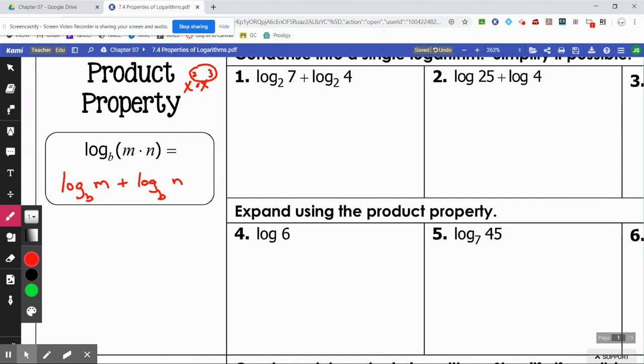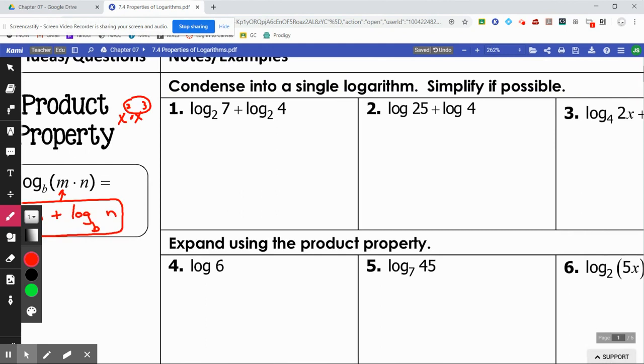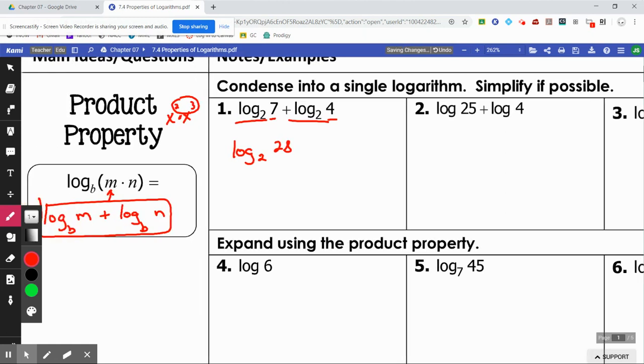So we're going to work these backwards as well. Well, what if you have a log plus a log? What do you do with that? You multiply them together. And that's what we're going to do here. We're going to condense these logarithms using this rule. A log plus a log you can condense into a single logarithm by taking the arguments and multiplying them. So that'd be log base 2 of 28. Again, a log plus a log is the log of m times n.